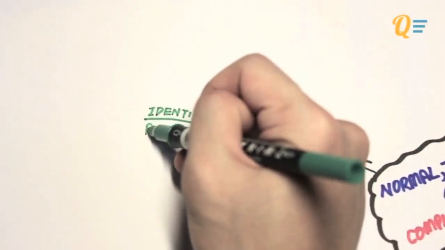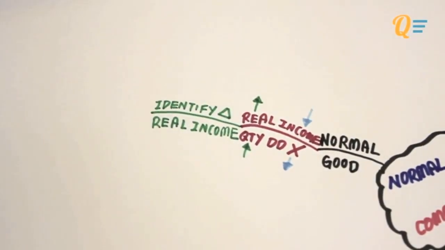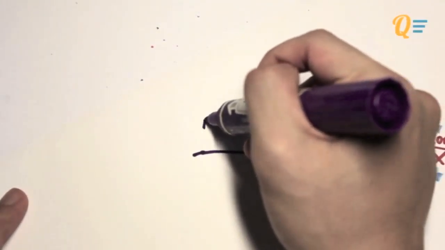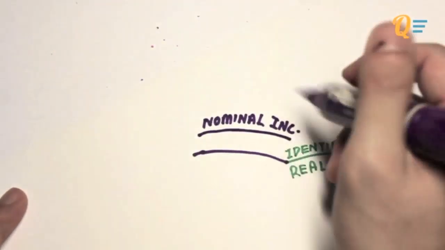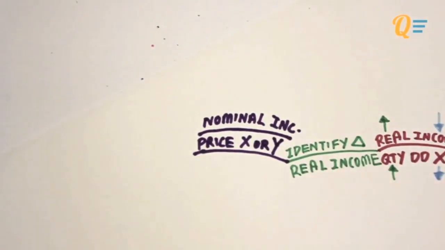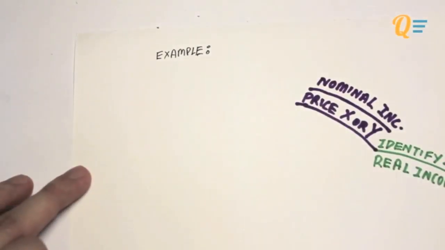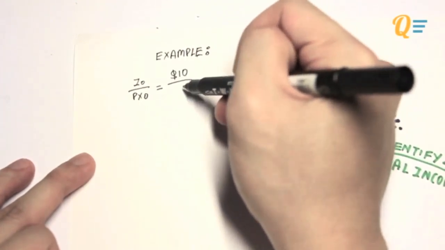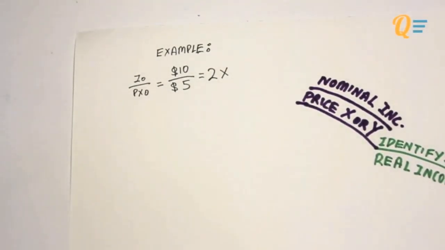The next question you have to ask is, how do you identify a change in real income? How do I know whether it's going up or going down? Well, basically there are two techniques. The first technique is pretty straightforward. You basically look at the nominal income divided by the price of X or Y. You can see how straightforward this is from a numerical example. Imagine that initially my nominal income and the price of X are 10 and 5 respectively. This gives me a real income of 2X.